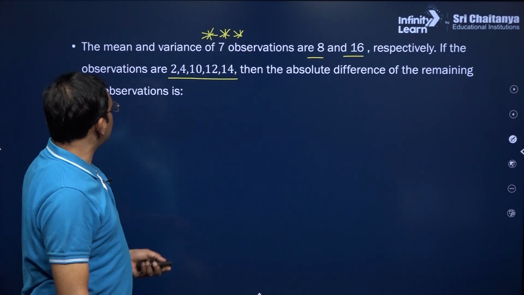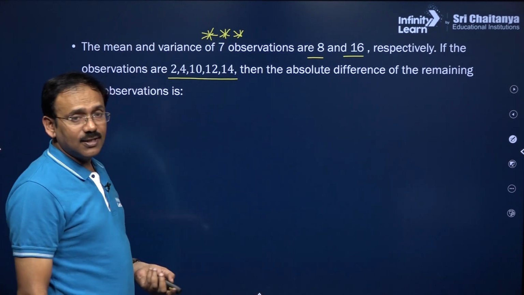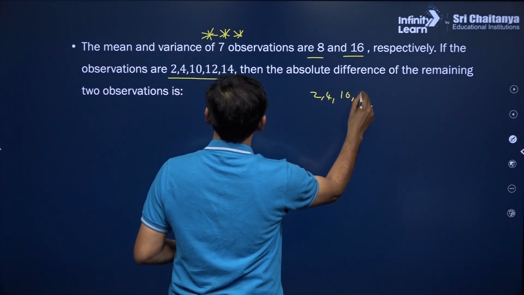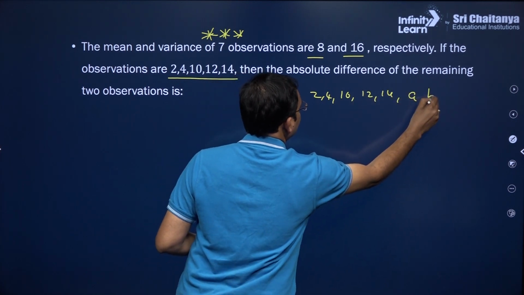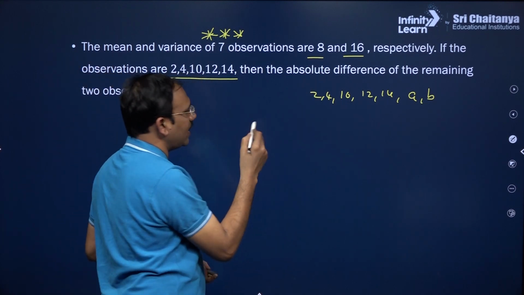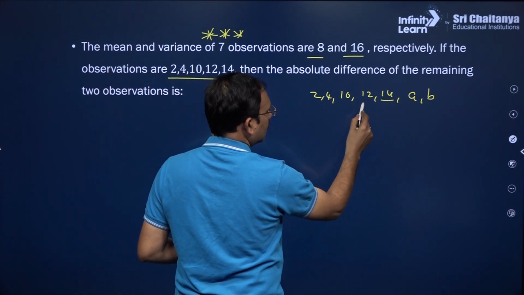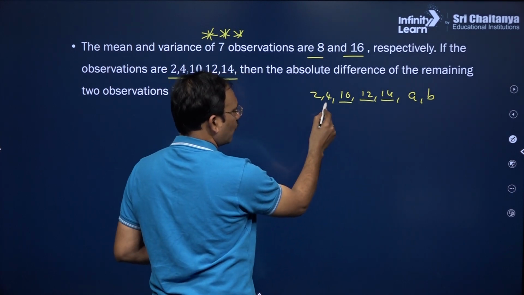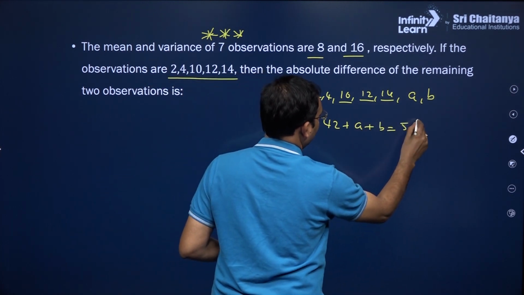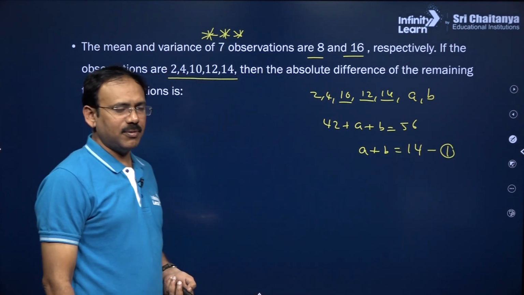Don't miss this question. Out of 7 observations, he has given the mean as well as the variance. Here he has given only 5 items: 2, 4, 10, 12, 14. The left out 2 items, let them be A and B. What about the sum? Mean 8 means 8 into 7, 56 is the sum. This is 14, this is 26, 36, 40, 42. 42 plus A plus B is going to be 56. So A plus B you are going to get 14, the first equation connecting A and B.